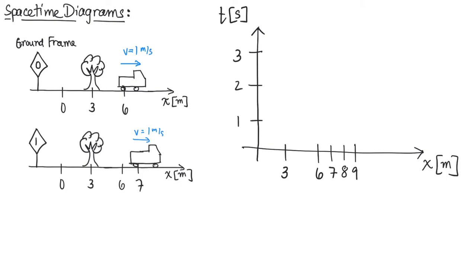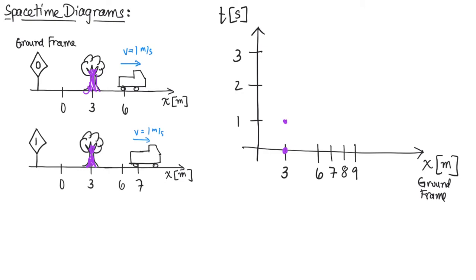Okay, well, let's start with the tree. And I'll use purple for the tree's location. I'll color the tree purple for some reason. Okay, so we know that the tree's at position 3 at time 0, and the tree's always going to be at a position of 3 for all time in this ground frame. So let's make sure we label that properly. This is x in the ground frame. Okay, so we know that the tree starts at x equals 3.